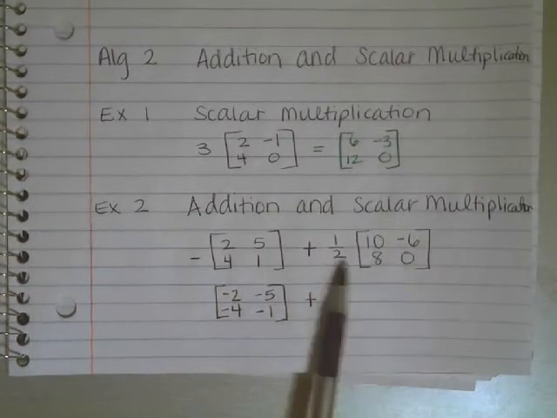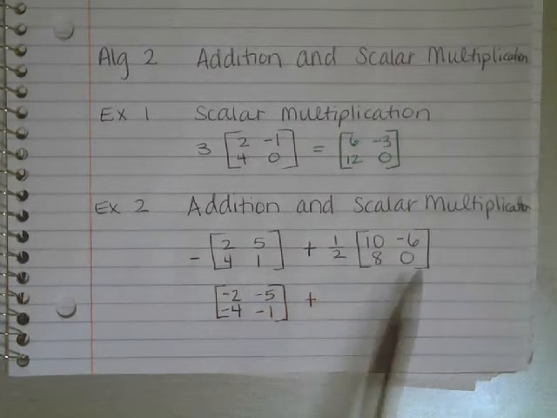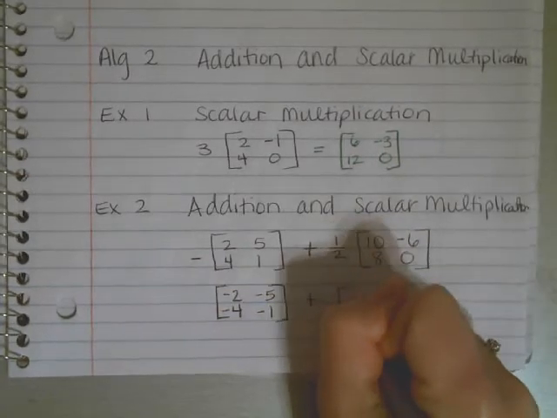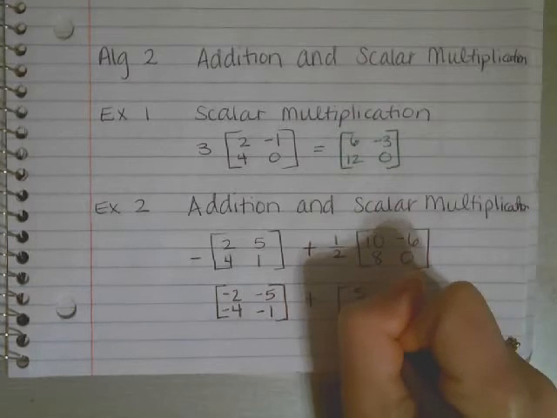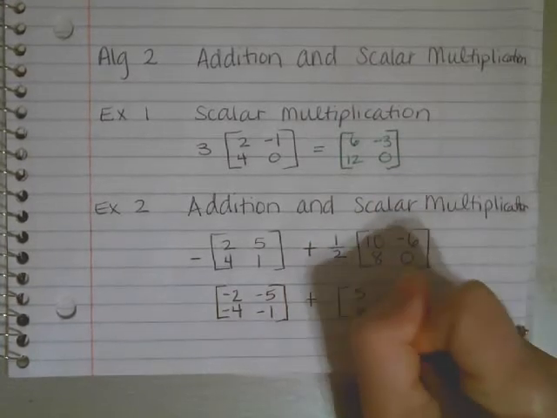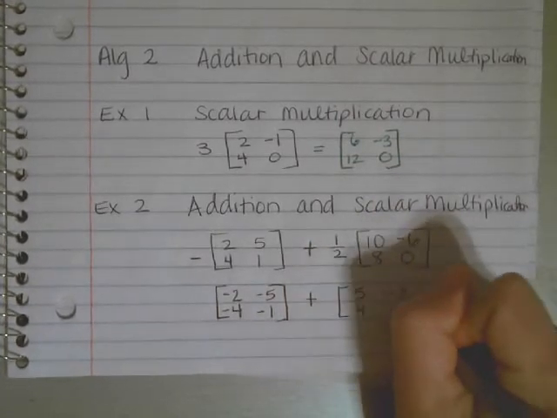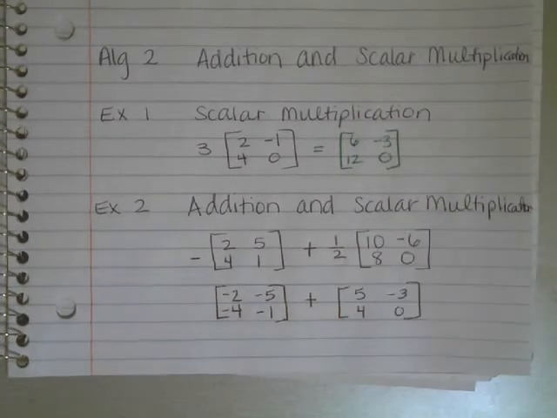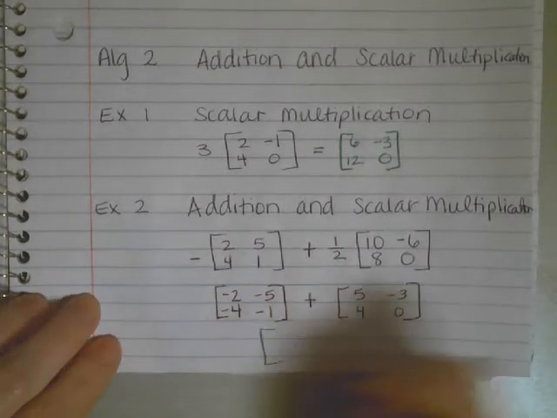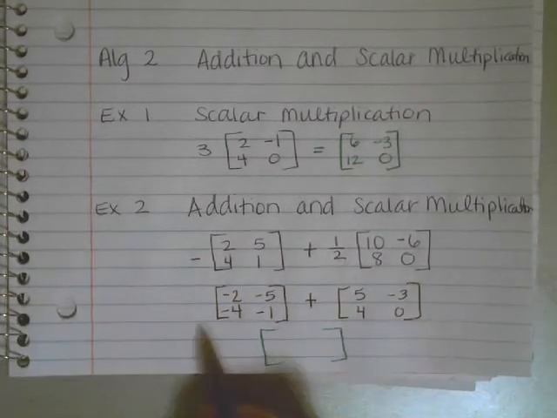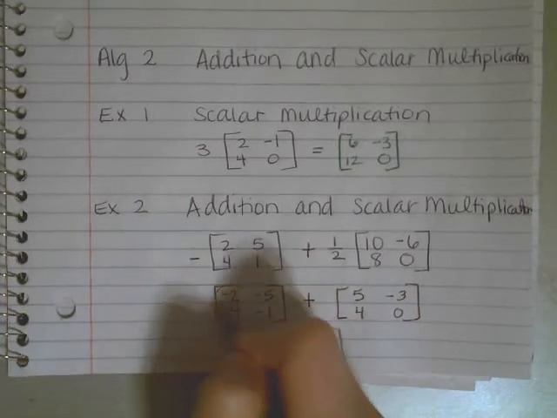Now I'm going to use scalar multiplication to distribute a 1/2 times each of these elements. 5, -3, 4, and 0. The last step will be adding these two matrices together. I end up with a 2 by 2, and I add the corresponding elements.